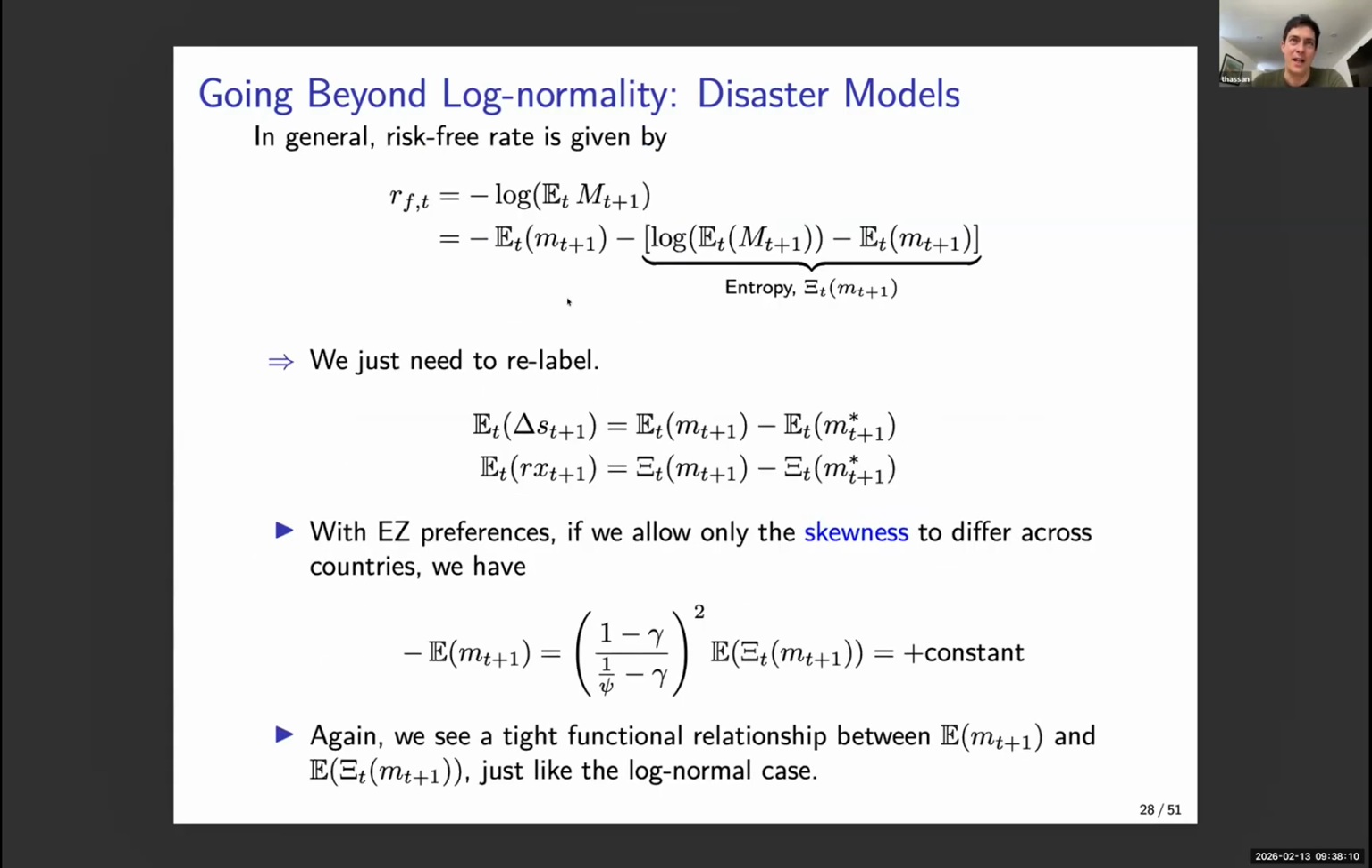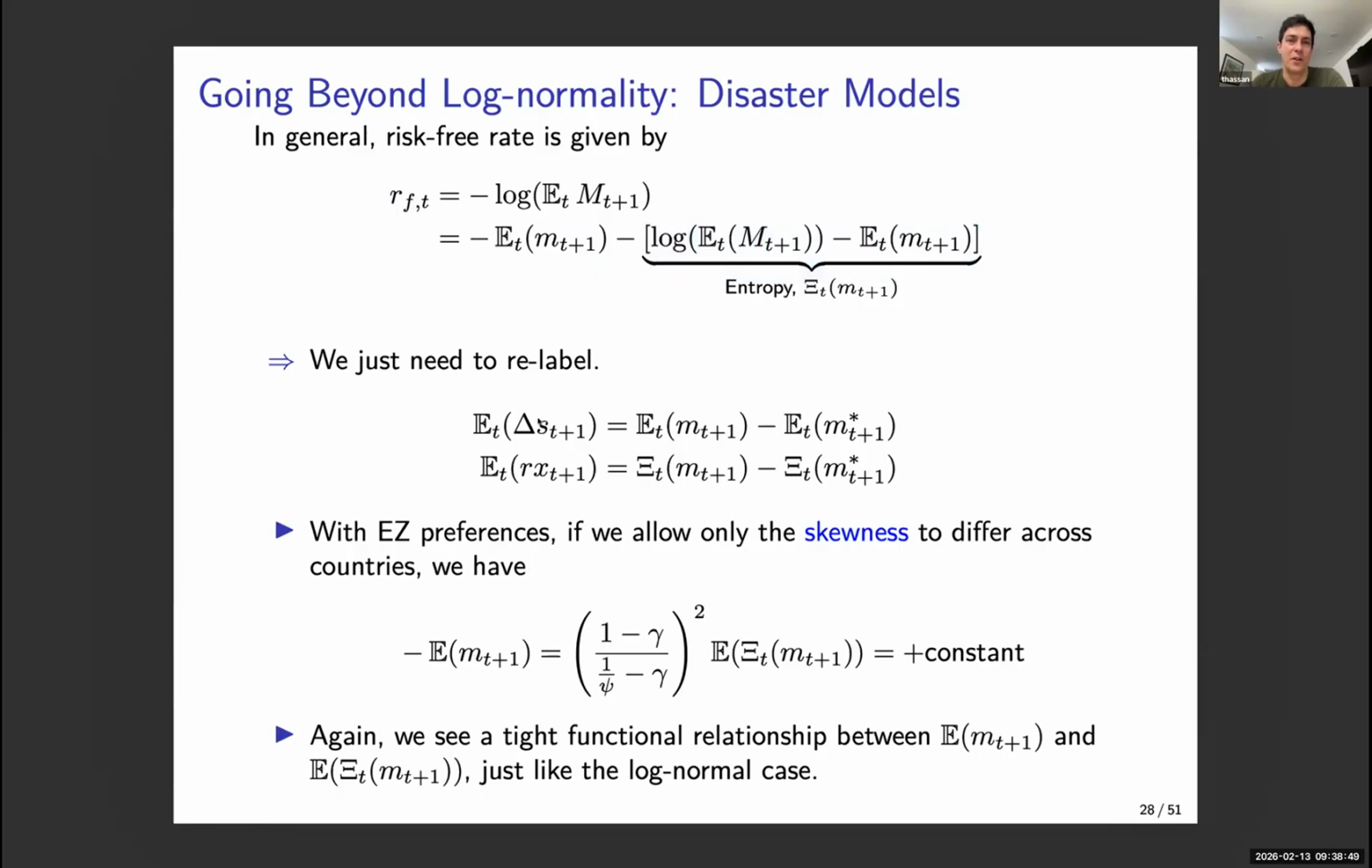So why is the result the same? The result's the same because basically the math is the same. If you don't have log normal shocks, this risk-free rate equation is just longer than it was before. It's still E of M, but not minus 1/2 the variance of M, but instead minus what we would call the entropy of M. It's basically the sum of the higher moments. It has in it the 1/2 the variance of M, but then also higher moments. So you can then just relabel.